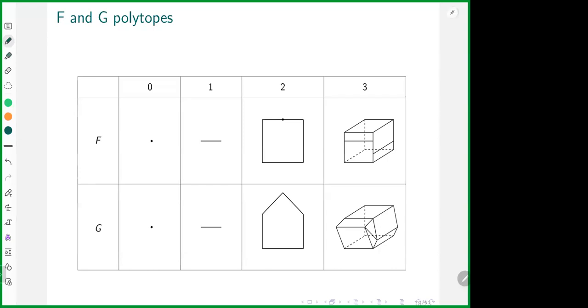G polytopes. Right. So now, what have I said? I'm saying that there is a projection map from G_n to F_n. Right. This induces a map like that.